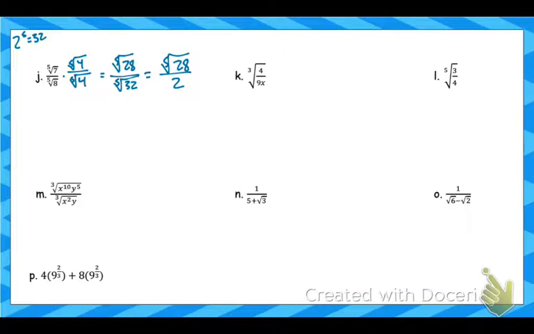All right, same idea on K, but now we're also introducing a variable. So cube root of 4 over the cube root of 9x. So again, think about numbers you know the cube root of. I know the cube root of 27. So I want to get to where this is the cube root of 27. Well, if I take it and multiply by the cube root of 3, that'll get me there.